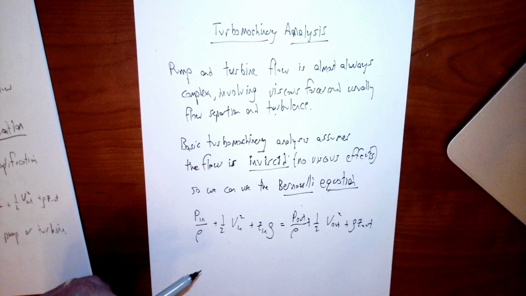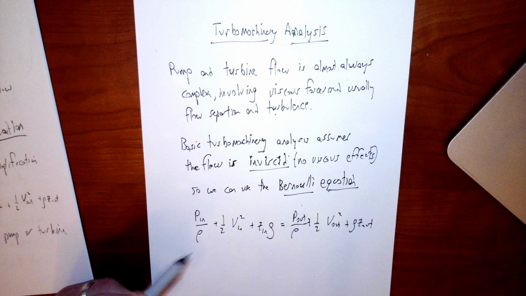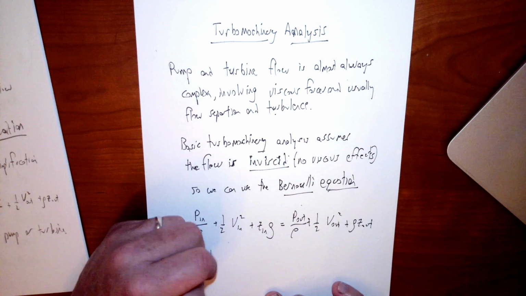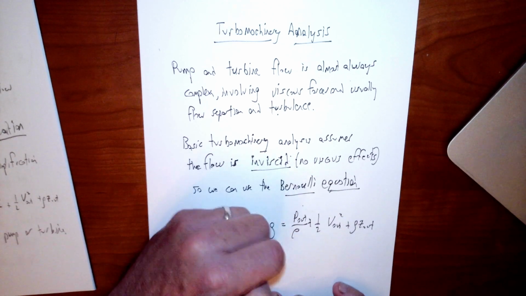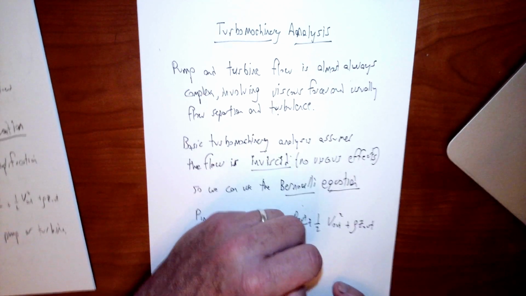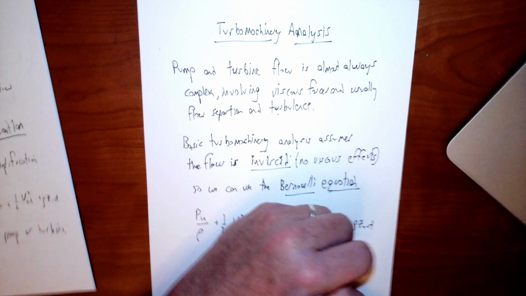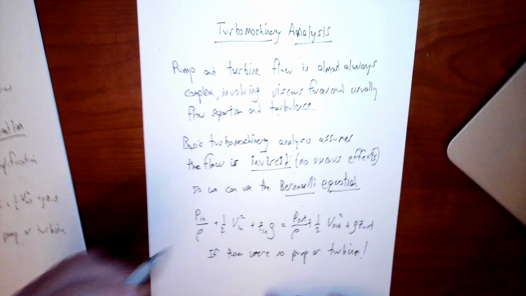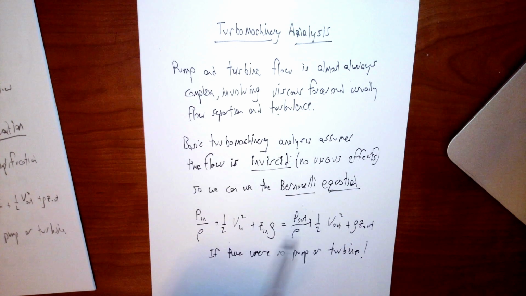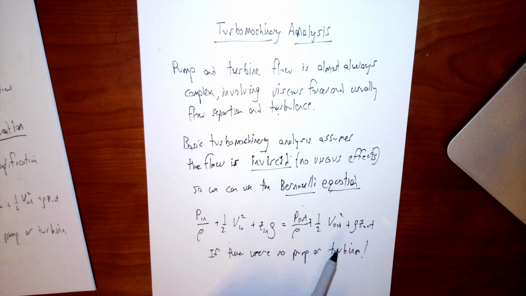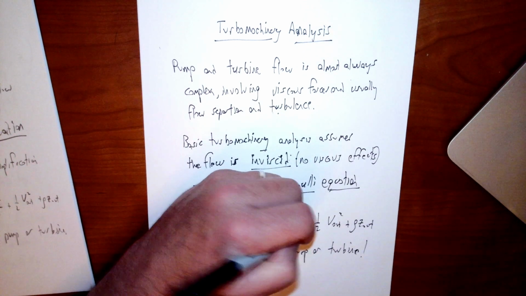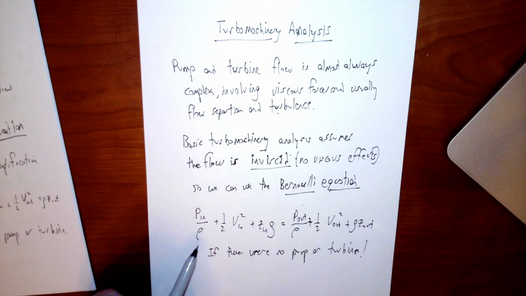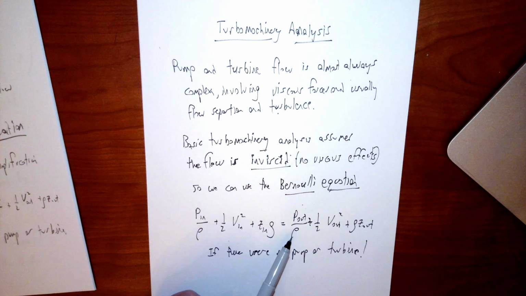So there it is. With Bernoulli, if there were no pump or turbine, this is what would be true. This would be true if nothing were happening. So if the flow went through the system, there were no pump and no turbine, then according to Bernoulli, they should be equal to each other because they're just equal to some constant that doesn't change. Notice we only have one density here because we are assuming still incompressible flow. So we'll do incompressible flow.